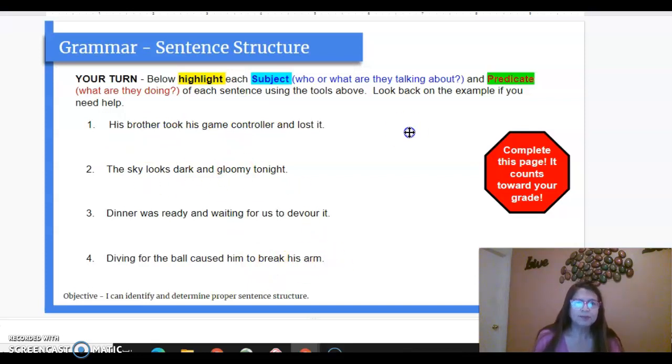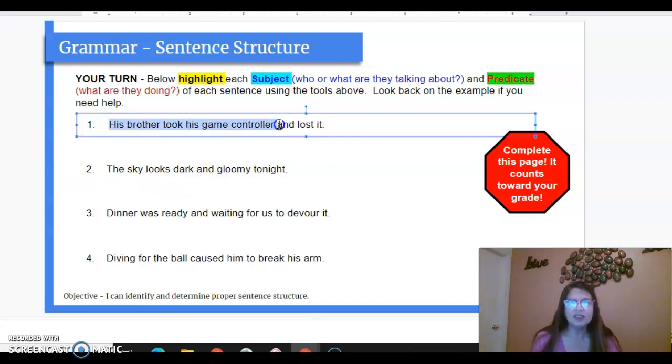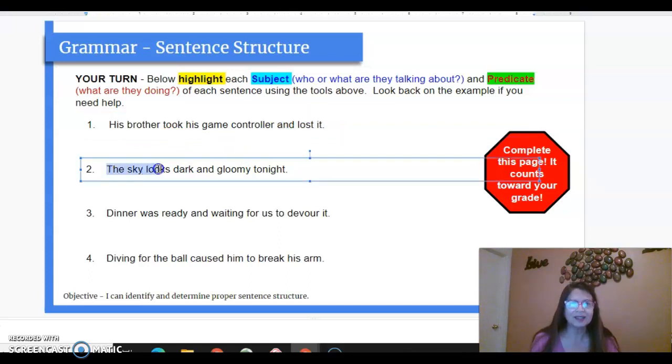So for example, if I think that all of this is the subject, then I'm going to highlight that blue. That means that the rest would be the predicate and it would be green. Now, I'm not saying that's correct. I'm just giving you an example. So you're going to highlight the subject and the predicate. And I don't know which order they're in because right now I haven't read them all. So this is your job, okay?